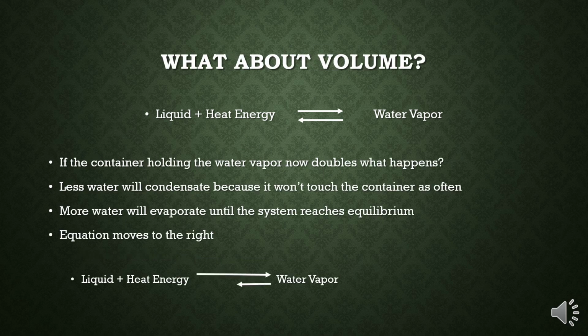What about volume? If now, instead of in my fume hood, we did it in my room instead, you'd have a lot bigger volume. What happens? Less water will condense because it won't touch the container as often. That's what slows it down: touching the container reduces the water's kinetic energy and forces it to condense. So if you have less of that, you'll have less water coming back down.